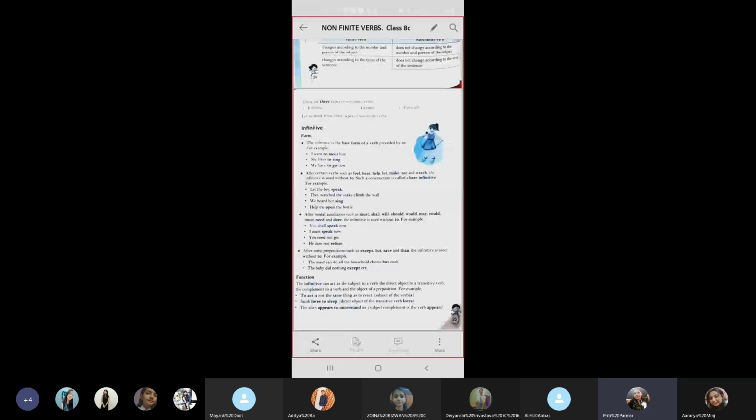Then they are also used after modal auxiliaries such as must, shall, will, should, could, may, would, need, dare. The infinitive is used without "to". So many a times infinitives are used without "to" in front when modal auxiliaries are kept.